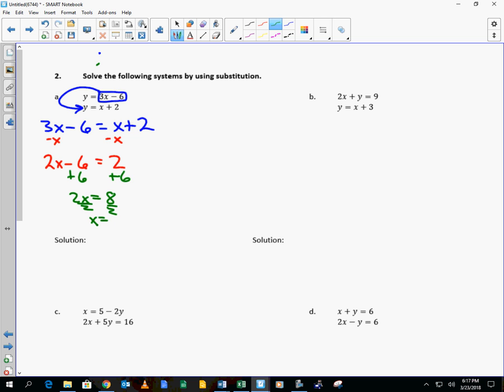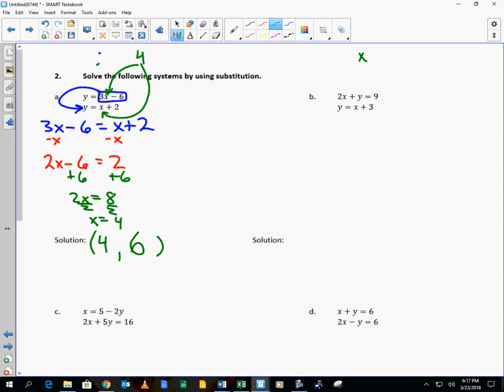Divide both sides by 2. X is 4. So, again, we write our solution as a coordinate. We know the x value is 4. If I take the 4 and plug it back in, it doesn't matter where I plug it in. I plug in for the top one or for the bottom one. Either way, I get 6. And that's my solution.